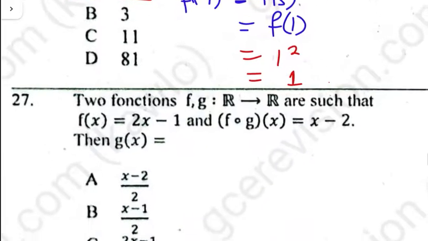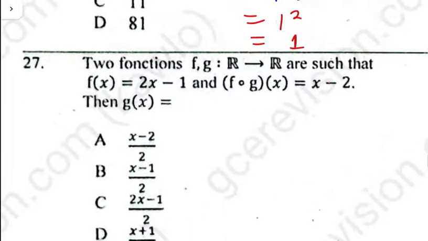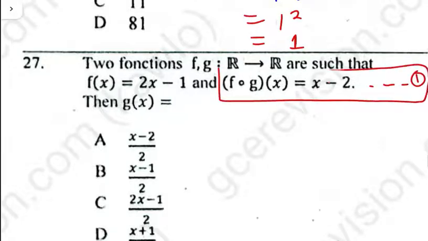Question 27. Two functions f and g are such that f of x equals 2x minus 1 and f of g of x equals x minus 2. What is g of x? So for these composite functions, this one is our equation 1. We know that f of g of x is equal to x minus 2. Now let's also find f of g of x.